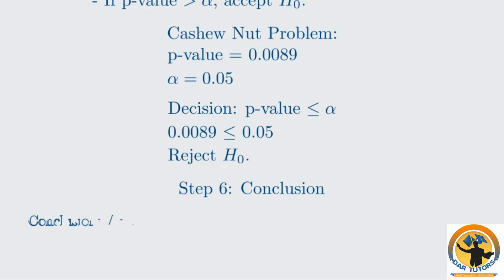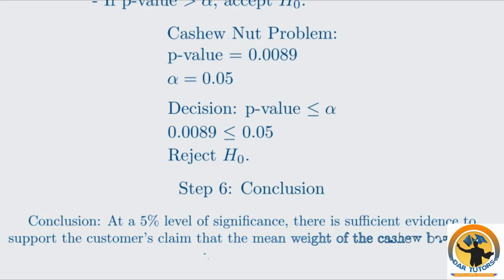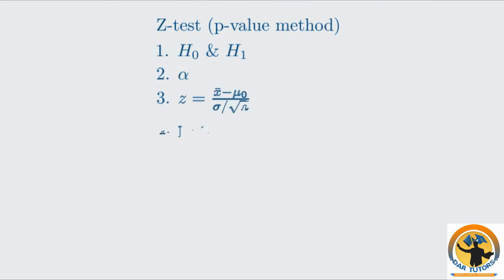Our conclusion is, at a 5% level of significance, there is sufficient evidence to support the customer's claim that the mean weight of the cashew bags is less than 100 grams. This means the factory manager should investigate further. This completes the full p-value method for a one-tailed z-test.